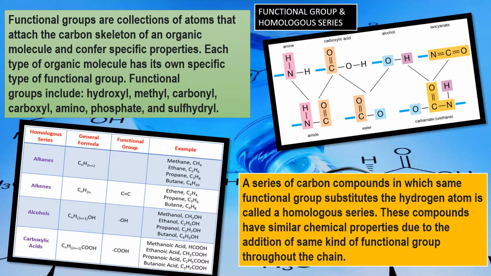The next one is homologous series. A series of carbon compounds in which the same functional group substitutes the hydrogen atom is called a homologous series. These compounds have similar chemical properties due to the addition of the same kind of functional group throughout the chain. Please see the second picture.